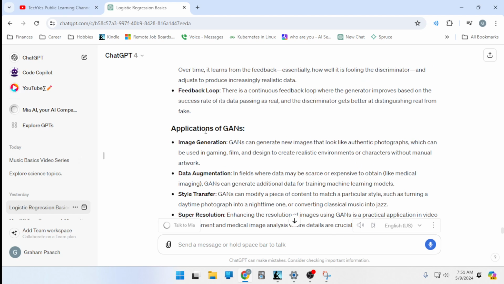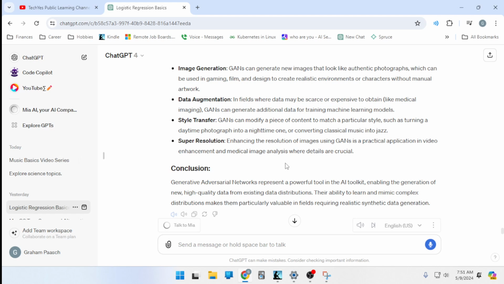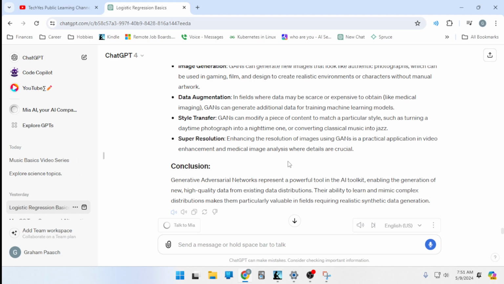Applications of GANs. Image generation. GANs can generate new images that look like authentic photographs, which can be used in gaming, film, and design to create realistic environments or characters without manual artwork. Data augmentation. In fields where data may be scarce or expensive to obtain, like medical imaging, GANs can generate additional data for training machine learning models. Style transfer. GANs can modify a piece of content to match a particular style, such as turning a daytime photograph into a nighttime one, or converting classical music into jazz. Super resolution. Enhancing the resolution of images using GANs is a practical application in video enhancement and medical image analysis where details are crucial.